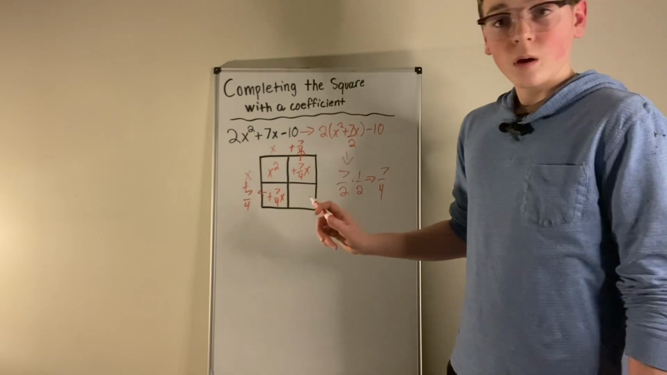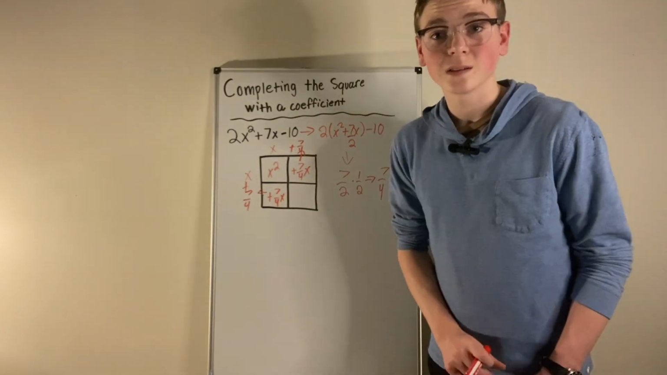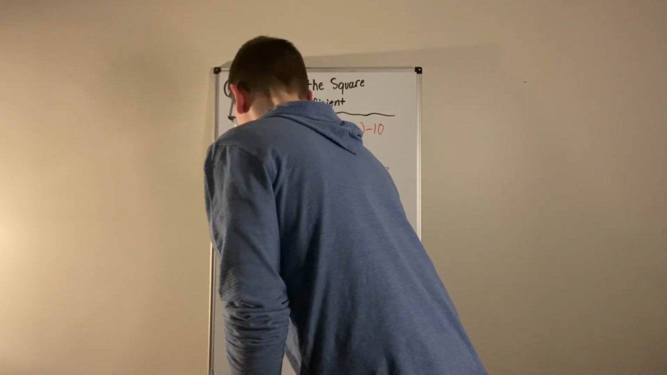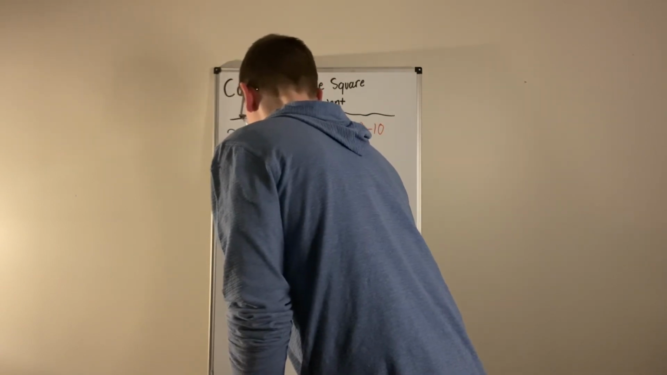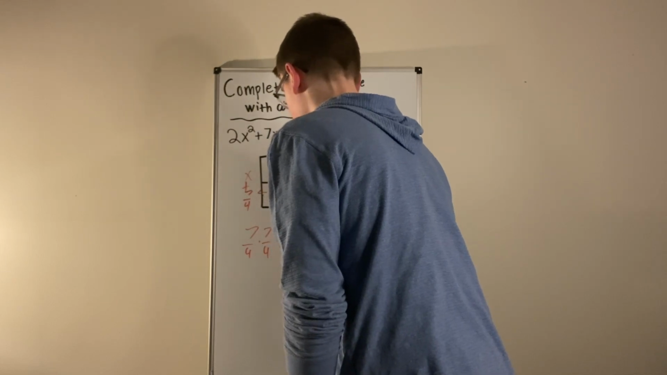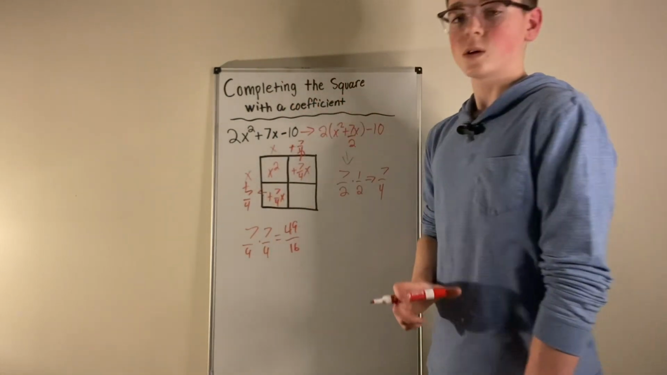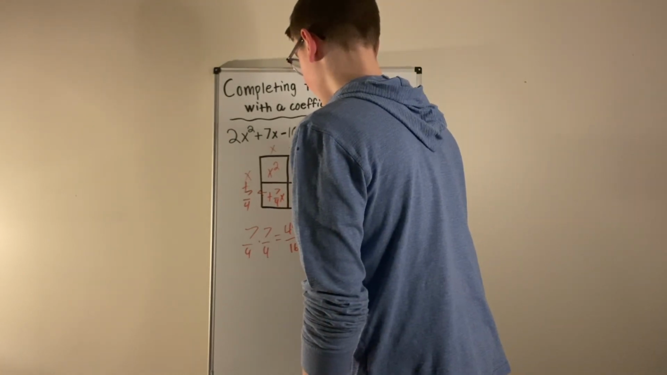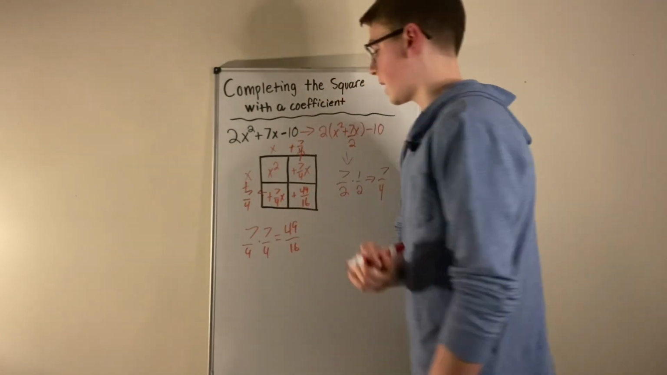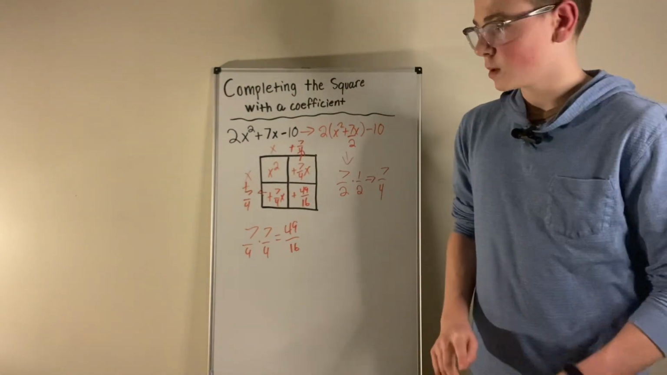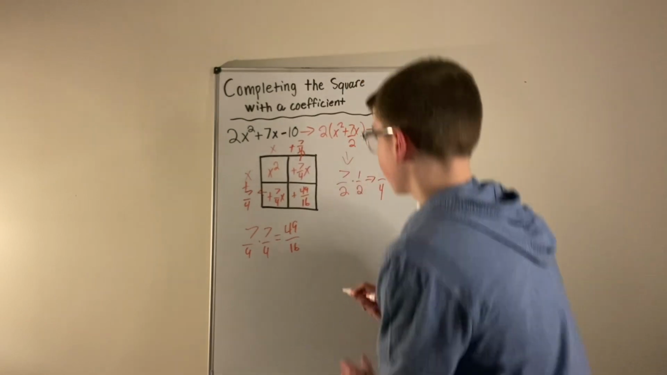What are we going to do? We're going to multiply 7/4 times 7/4. I'll just do this for you guys: 7 times 7 is 49, 4 times 4 is 16, so 49 over 16. So in this box, we're going to say plus 49 over 16. Do not add the x there. So now what?